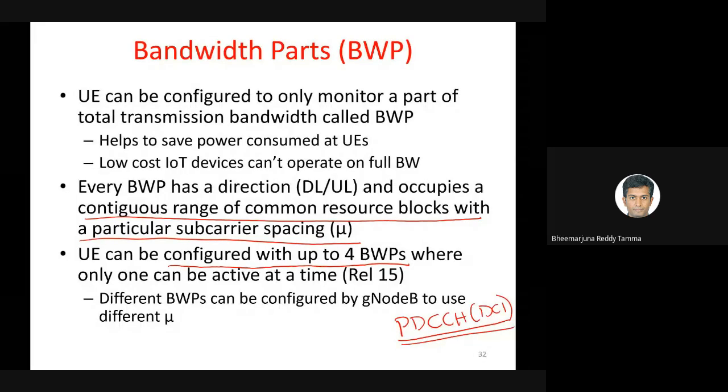Okay. And also it is possible to have different bandwidth parts configured by the base station to use different numerologies to support URLLC, IoT, and enhanced mobile broadband. That way, the bandwidth part has multiple benefits, not just reducing the cost and reducing the power. It is also able to support the heterogeneous applications which 5G is expected to cover.